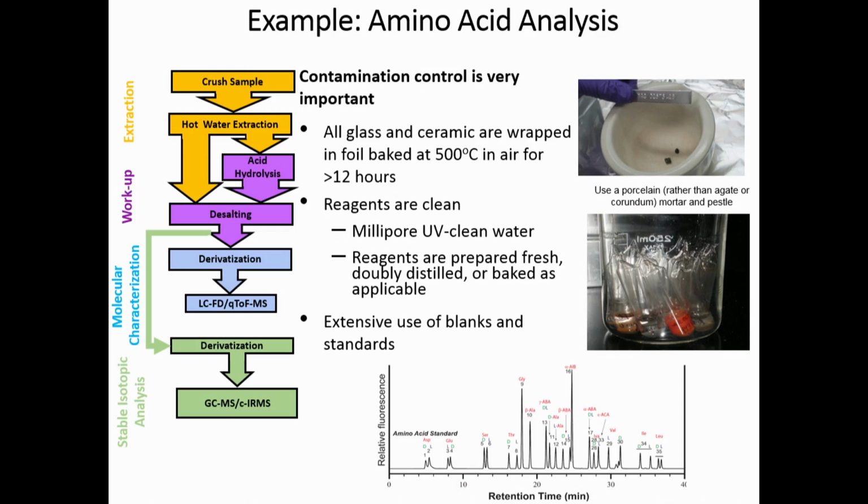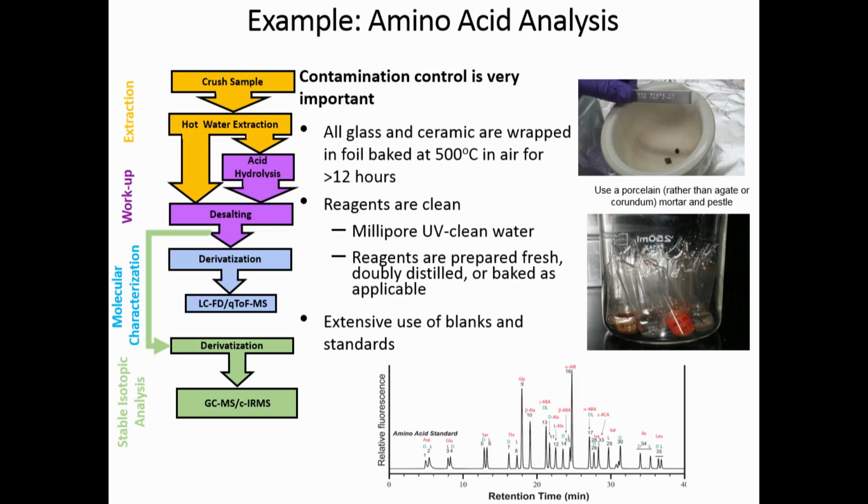If we want to do the characterization, like looking at abundances and distributions, we'll do a certain type of derivatization and use liquid chromatography with fluorescence detection and mass spectrometry. If we want to do isotopic measurements, we have to do a different derivatization, and we use gas chromatography, again with mass spec and isotope ratio mass spec. So we have a whole flow chart that took us a long time to develop.